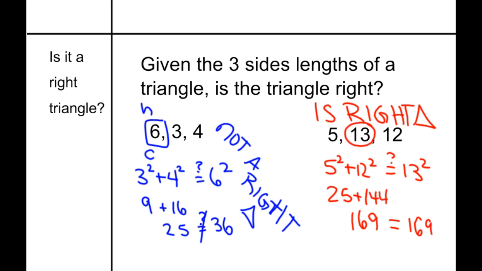So, in order to test 3 sides to see if they're right triangles, you just plug it into Pythagorean's theorem and see if the two smaller ones squared and added together equal the square of that third longer side. At any time, if you need to pause the video, go back, rewatch anything you need to watch.